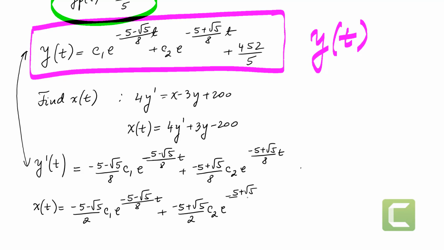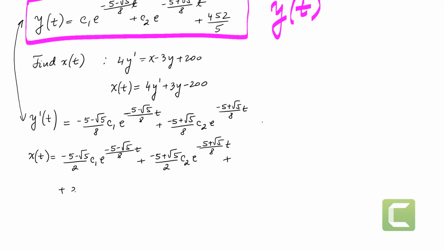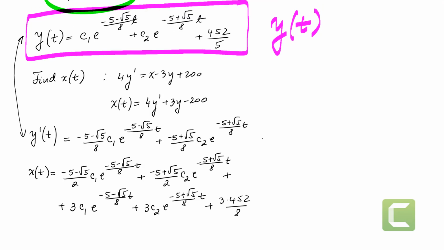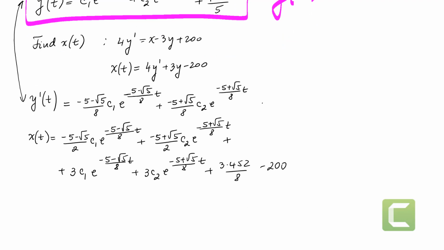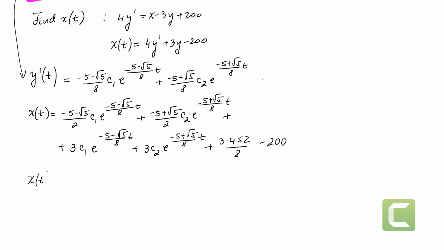plus 3y, so plus 3, and now I put in the purple equation, so plus 3 c1 e to the negative 5 minus square root of 5 over 8 t plus 3 c2 e to the negative 5 plus square root of 5 over 8 t plus 3 times 452 over 5, this would be 3y, minus 200. So for x of t, we can do a little bit of algebra to make it a little bit nicer, but this is it. This is x of t.